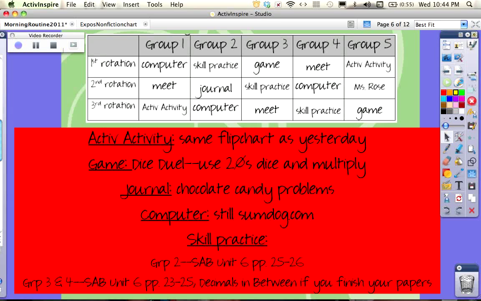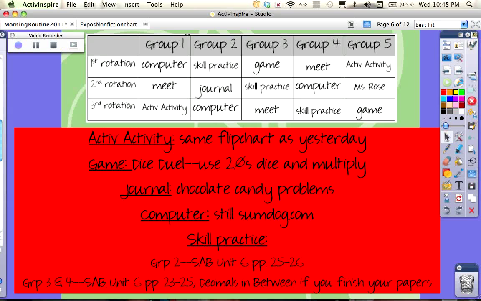Group 3, you're going to start with Dice Duel. Notice today I told you what kind of dice and which operation to use. So 20s dice, and you're going to multiply. And then you're going to meet last, and you're actually going to play a game today, which is a version of Decimals in Between, which is the game that we played last time. It's called Smaller to Larger, so it's the same kind of idea, it's just a little bit harder.